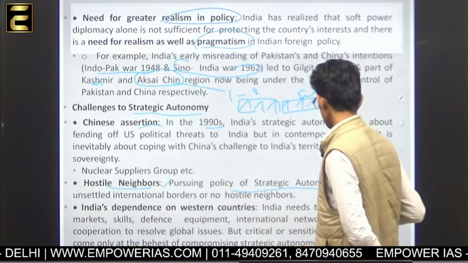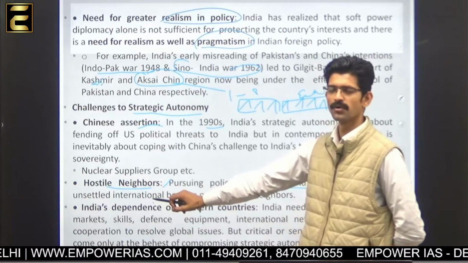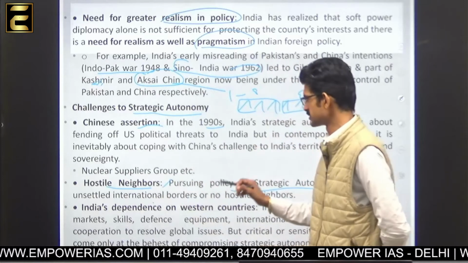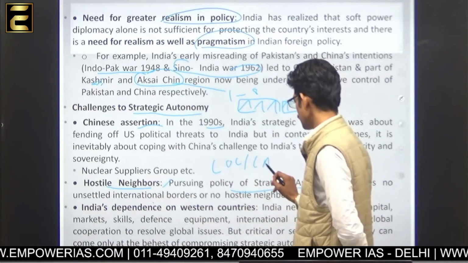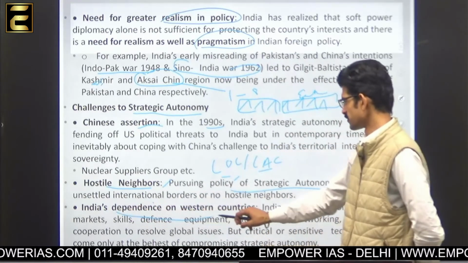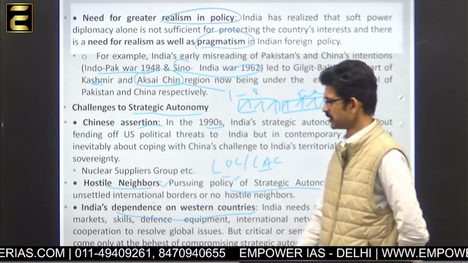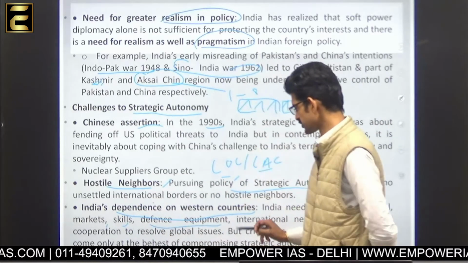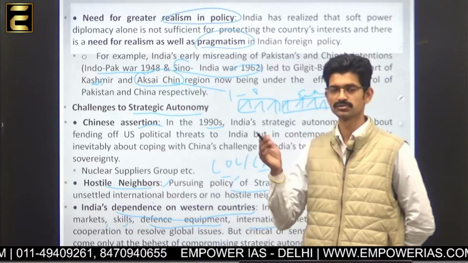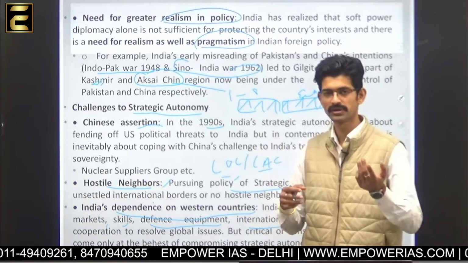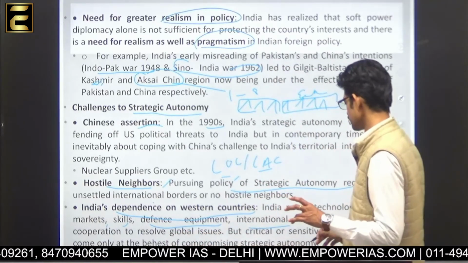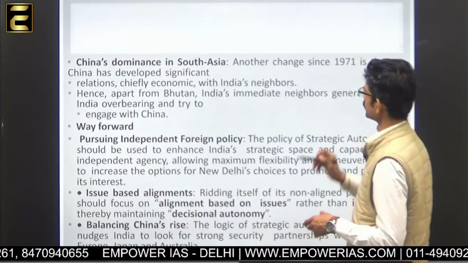Pursuing the policy of strategic autonomy requires settling international boundaries, those boundaries that are unsettled in terms of the Line of Control, LAC and LoC, which are issues with China and Pakistan. India's dependence on Western countries, India's defense markets, skills and aviation industries depend on the international market. Indian international markets are also hostile. So India's dependence on the international market is not good as far as the hostile neighborhood is concerned. That again is a threat for strategic autonomy.